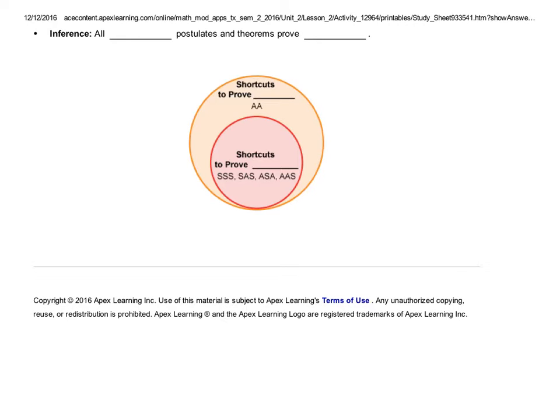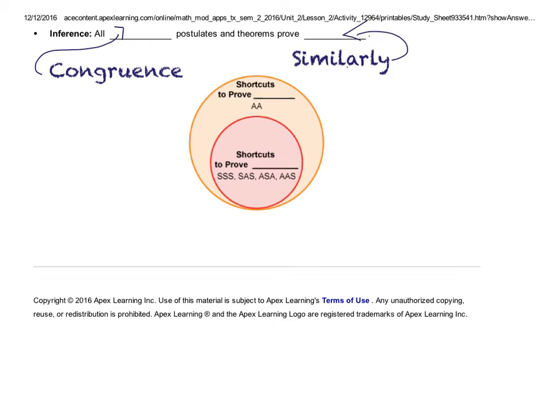All congruent postulates and theorems prove similarity. That's what we write. Hold on. Okay, so in this line, we put congruence: all congruence postulates and theorems can prove similarity. So shortcuts to prove similarity, and that word actually goes here by angle. There are shortcuts that we can prove congruence. And I'm going to just put the congruence symbol, which is an equal sign with a little tilde above it. So just as a reminder, the congruence symbol looks like that, and a similarity symbol looks like that.